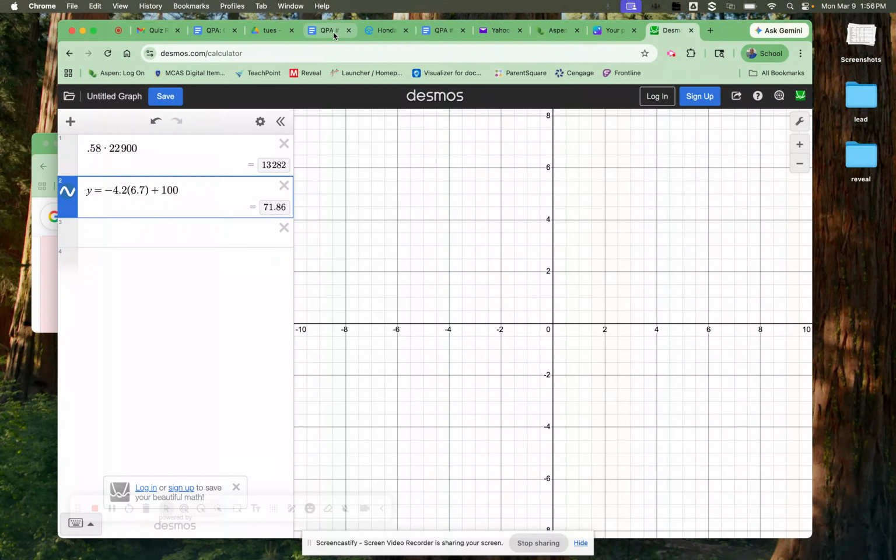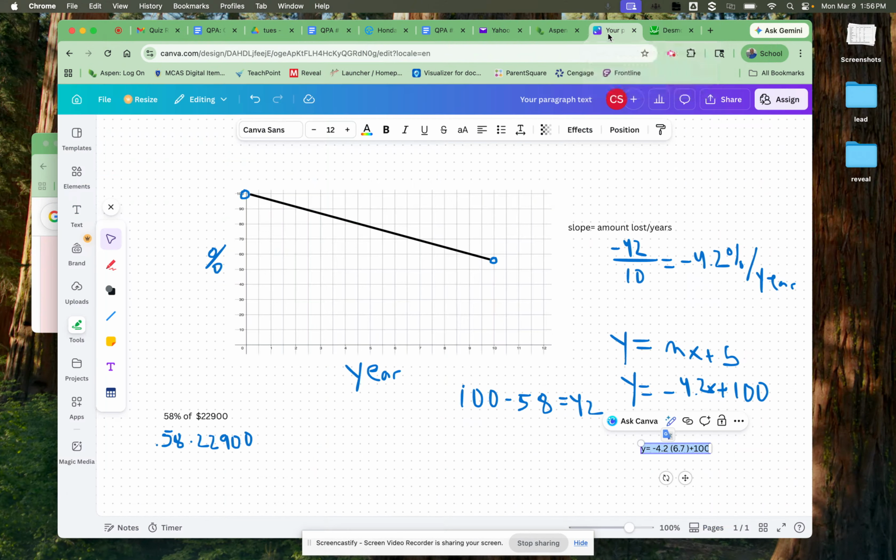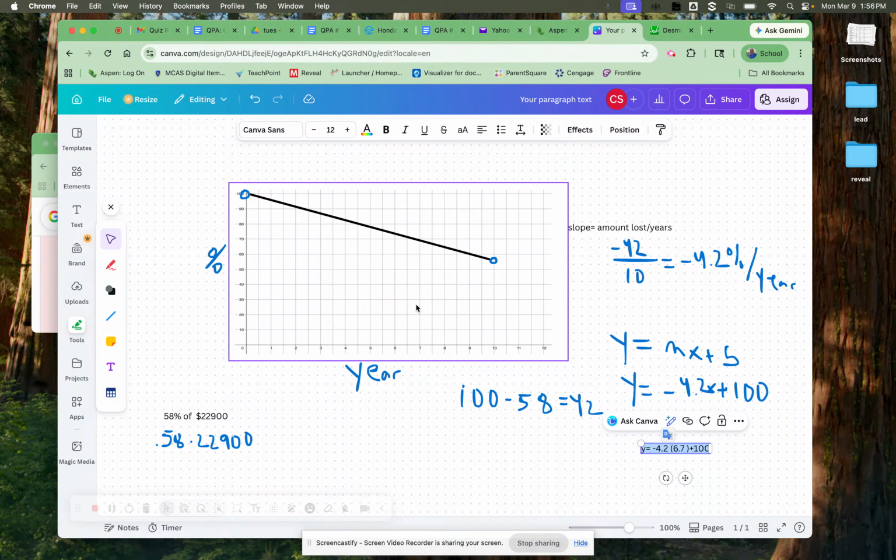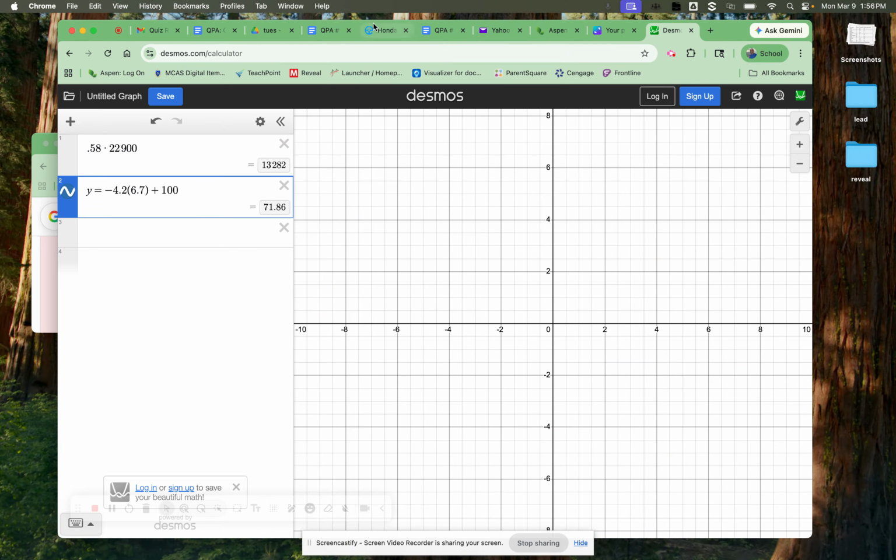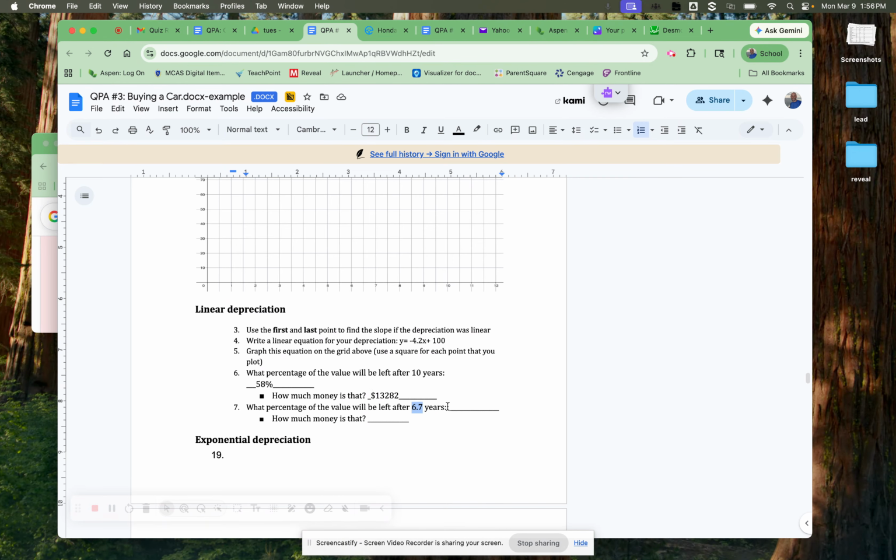And it's going to be 71.86%. And I can look at my graph. After 7 years, it's right around 71%. You can see it's very, very close to that. My graph confirms that. So it's going to be 71.86%. Make sure you're putting percent.